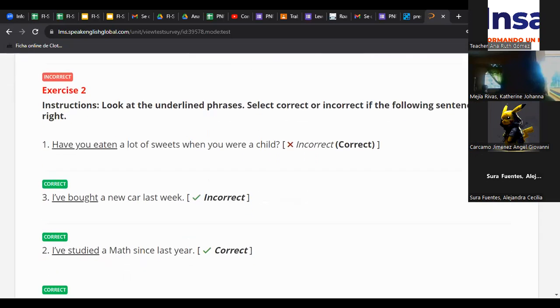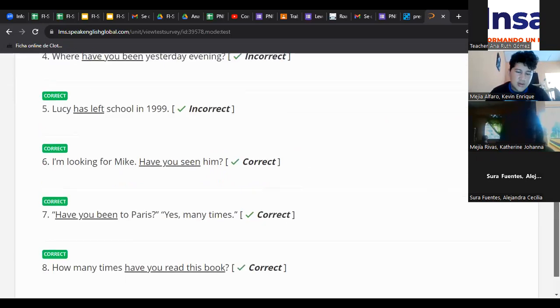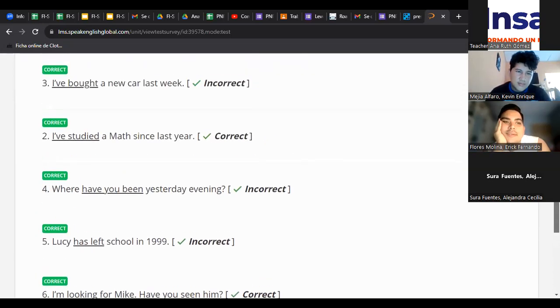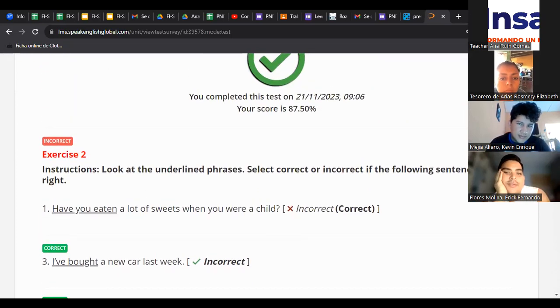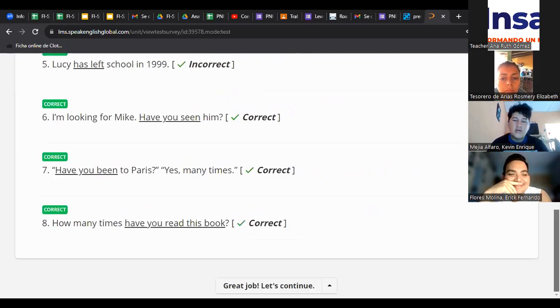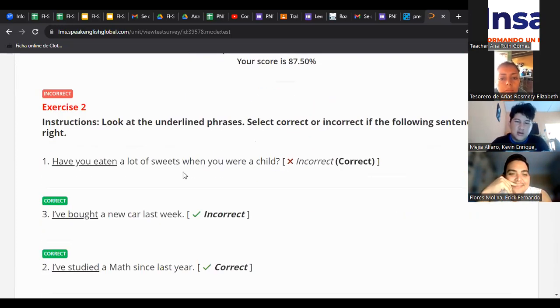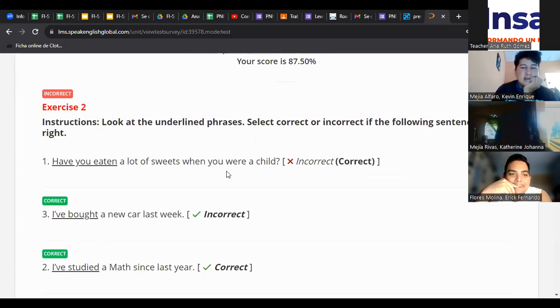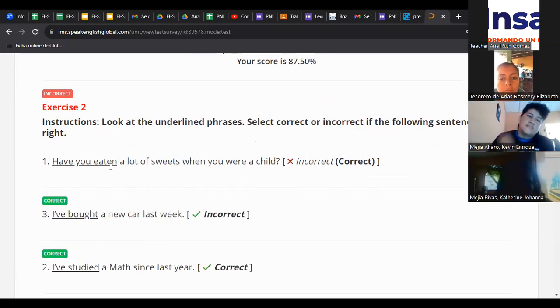Let me see. Number one, have you eaten a lot of sweets when you were a child? I said correct, but it was incorrect. It was my mistake. You put incorrect, and that is right, because we cannot say "has comido dulces cuando eras niño"; it is "comiste", did you eat. So this is incorrect. It is not correct; this is a platform error. Note it down for when you get to work.